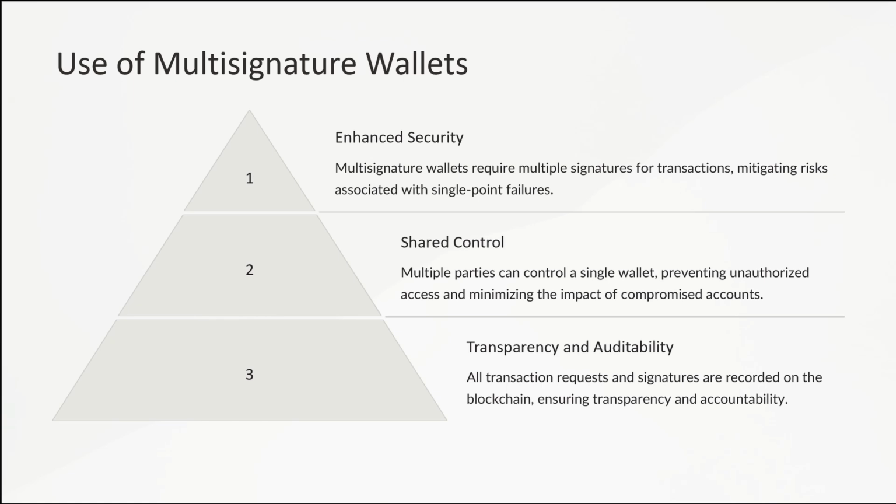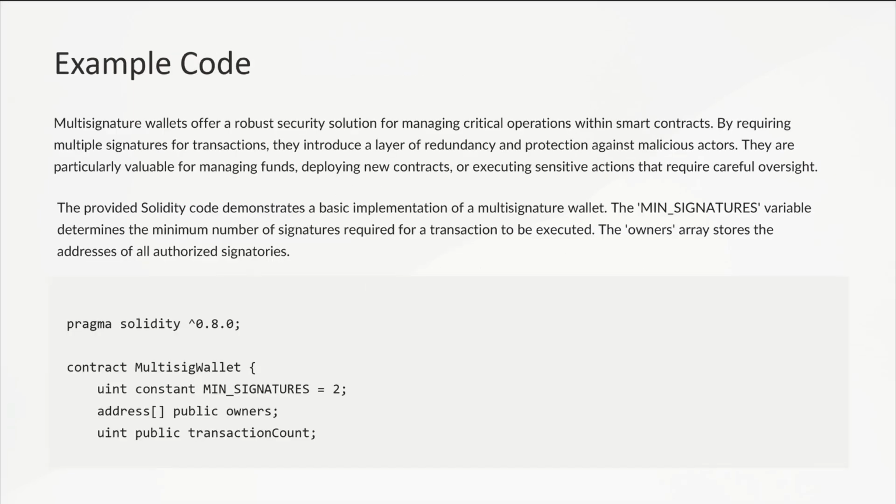Utilizing multi-signature wallets. Multi-signature wallets require multiple signatures for transactions, mitigating risks associated with single-point failures. They enhance security by involving multiple parties in the control of a single wallet, preventing unauthorized access and minimizing the impact of compromised accounts. Some key points here are: record all transaction requests and signatures on the blockchain for transparency and accountability. Use multi-signature wallets for managing funds, deploying new contracts, or executing sensitive actions.